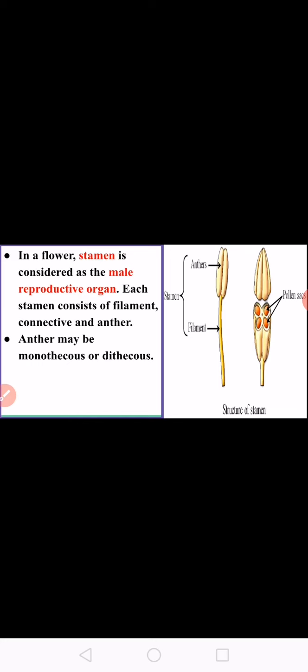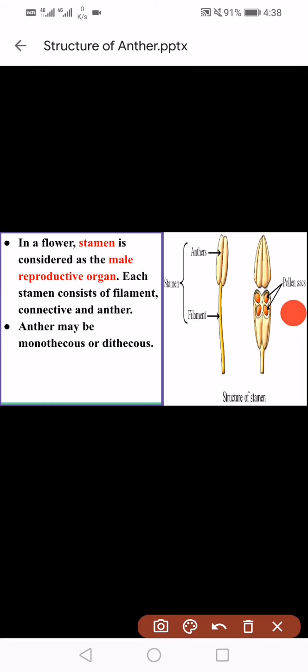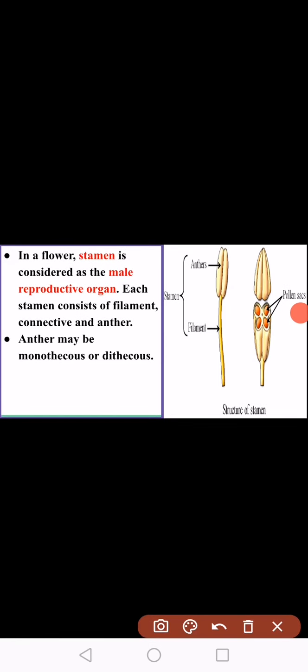So here the filament is a long, slender, stalk-like part. It is the long, stalk-like part of the stamen and its proximal end is attached to the thalamus or to the petal of the flower. So filament is a stalk-like part and its proximal end is attached to the thalamus or to the petal of the flower.